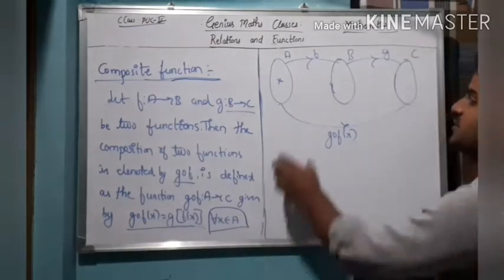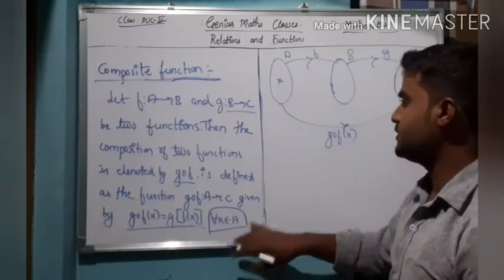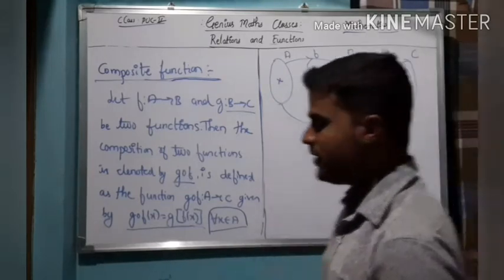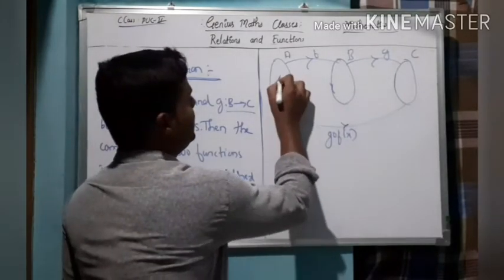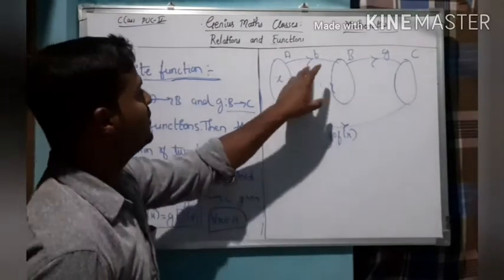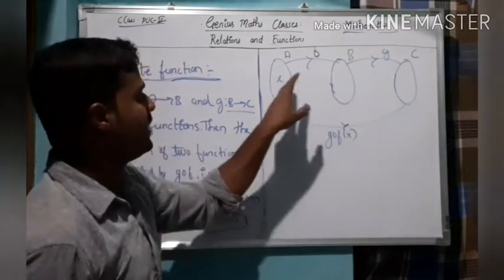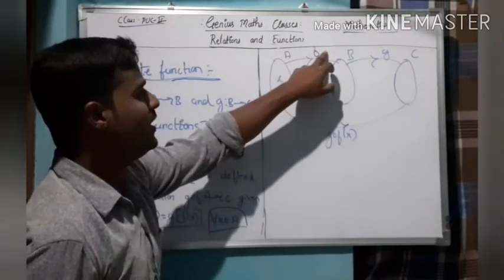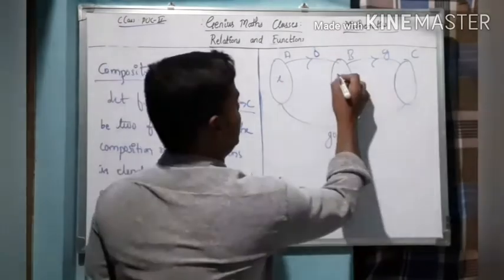So this is the definition, and this is a pictorial representation. If you have the element x in A, and you apply the function f, the image of this x will be f of x.